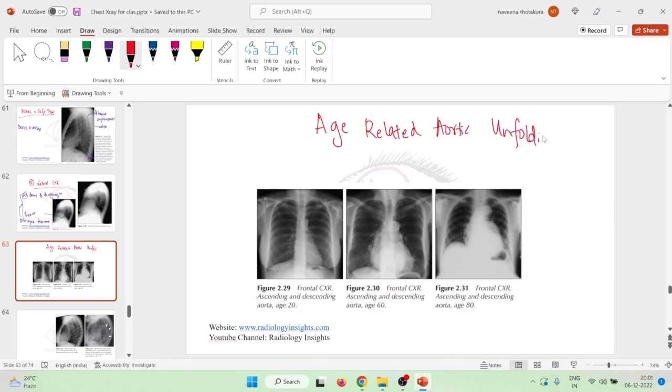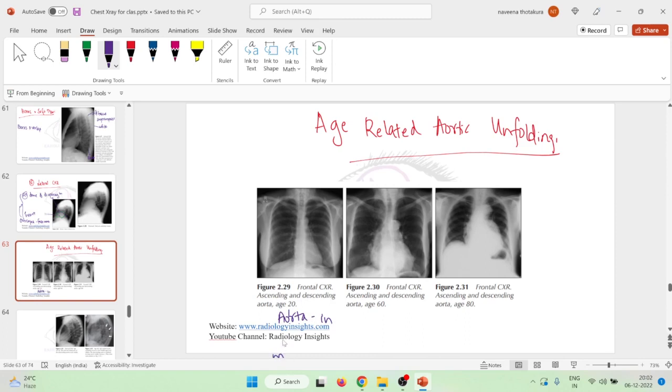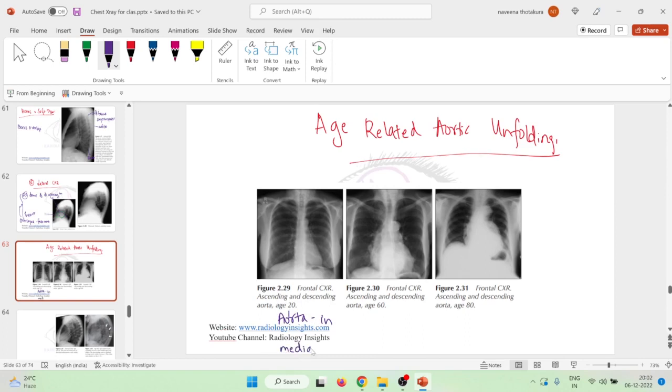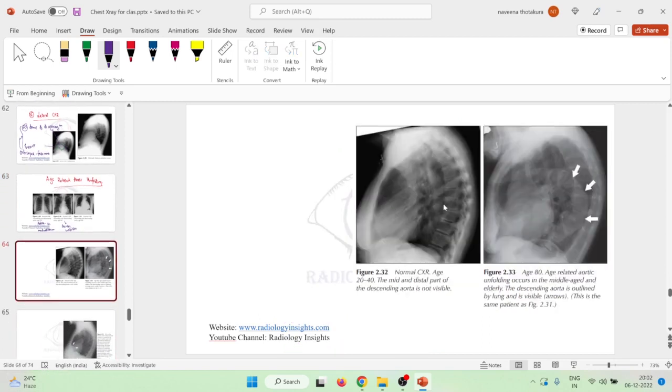Now, the next important thing is age-related aortic unfolding. If you see in this frontal X-ray, the aorta is in the mediastinum and it is behind, not seen. In the younger age, the aorta is not seen. As the age becomes 60, you can see that aortic unfolding has started. Here you can even see the ascending aorta and also the descending aorta at the age of 80 years. Now, what about the lateral X-ray?